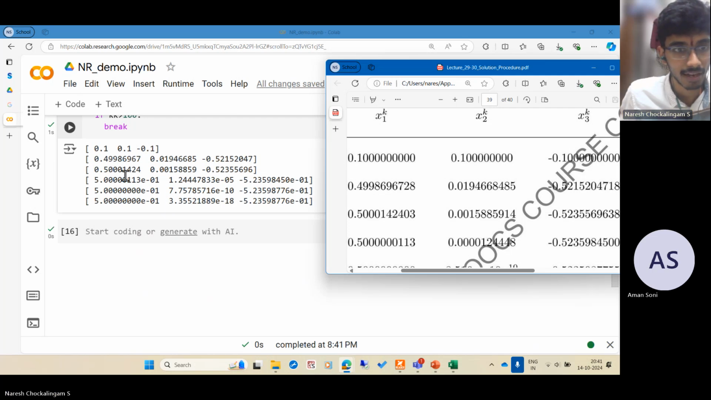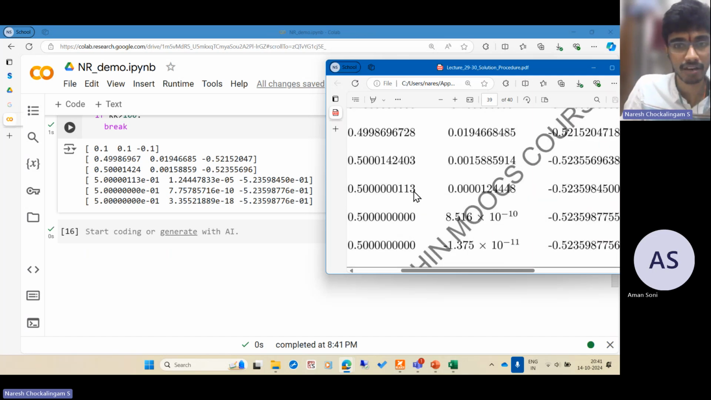So this is in scientific notation, but this is in normal number notation. So again, it's 0.50000 something, 0.0012, 0.52. So the first component has already converged. It is 0.50000, 7 into 10 power minus 10. And this is some 0.523 into something.